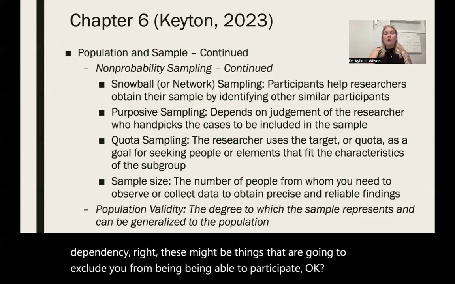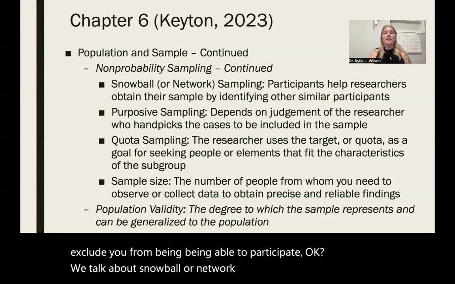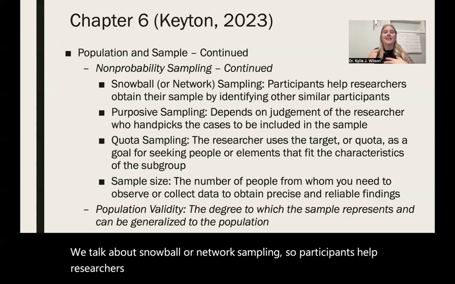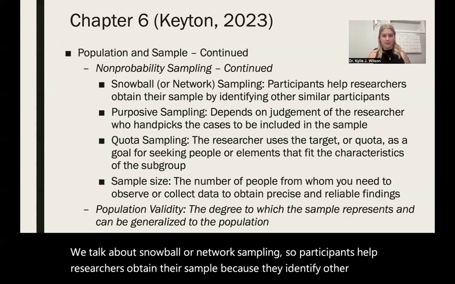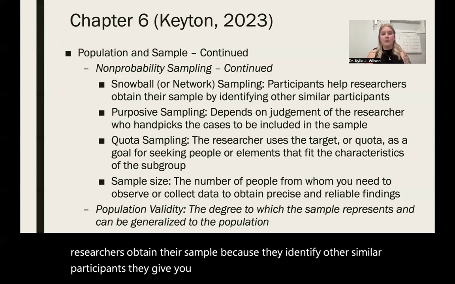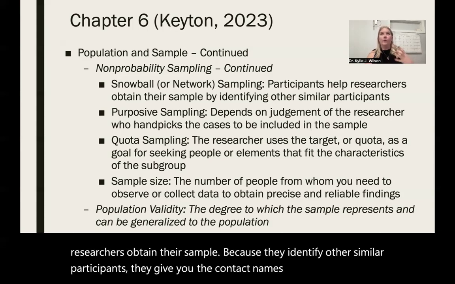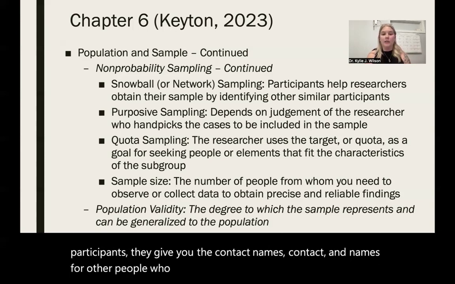We talk about snowball or network sampling. Participants help researchers obtain their sample because they identify other similar participants. They give you the contact and names for other people who are going to be similar.